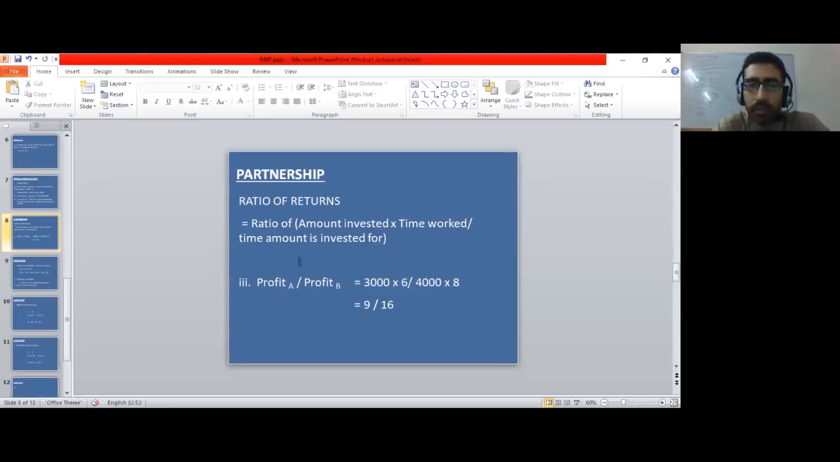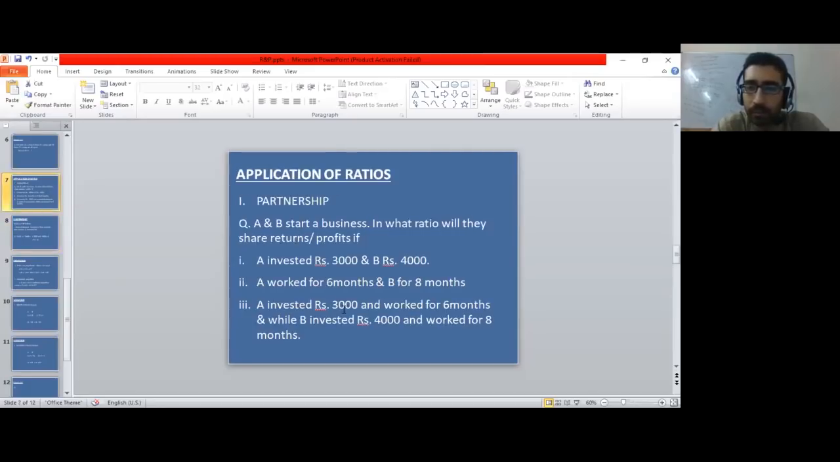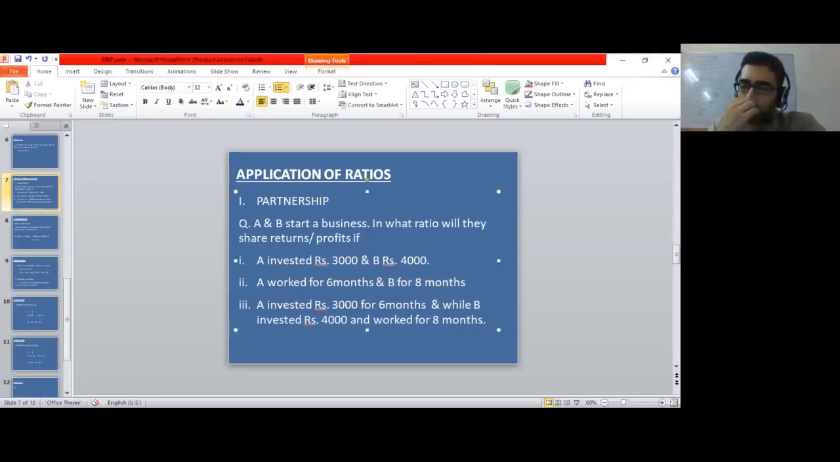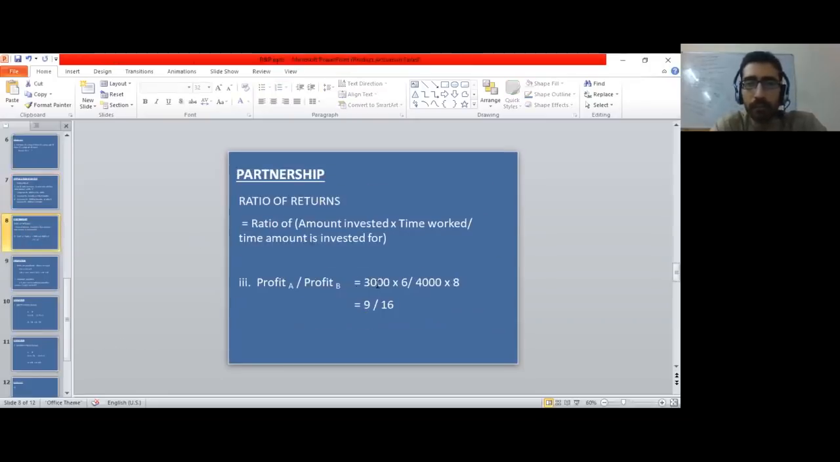Most of you are absolutely right. I could also change this question slightly here. Going back to the question, instead of saying that A invested rupees 3,000 and worked for 6 months, I could have simply said A invested rupees 3,000 for 6 months, while B invested rupees 4,000 for 8 months. And the calculation for this would have been exactly the same. 3,000 into 6 divided by 4,000 into 8. And that is the concept.